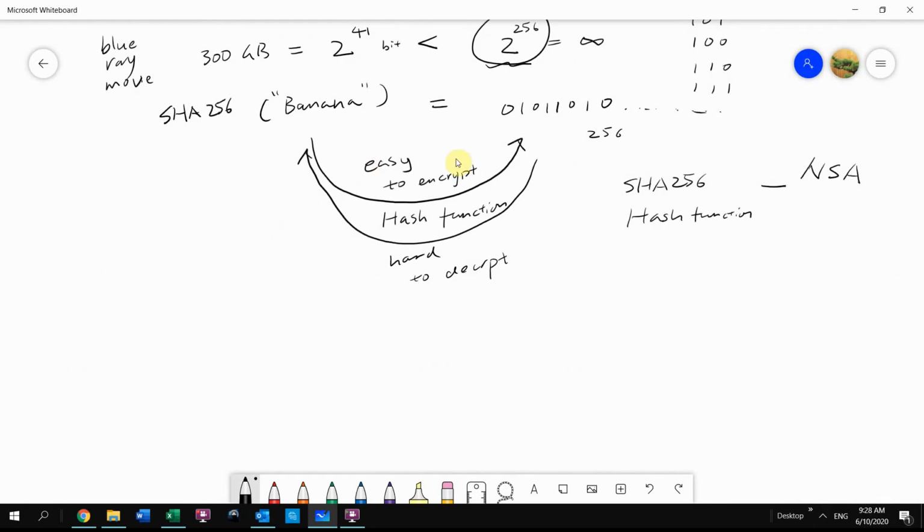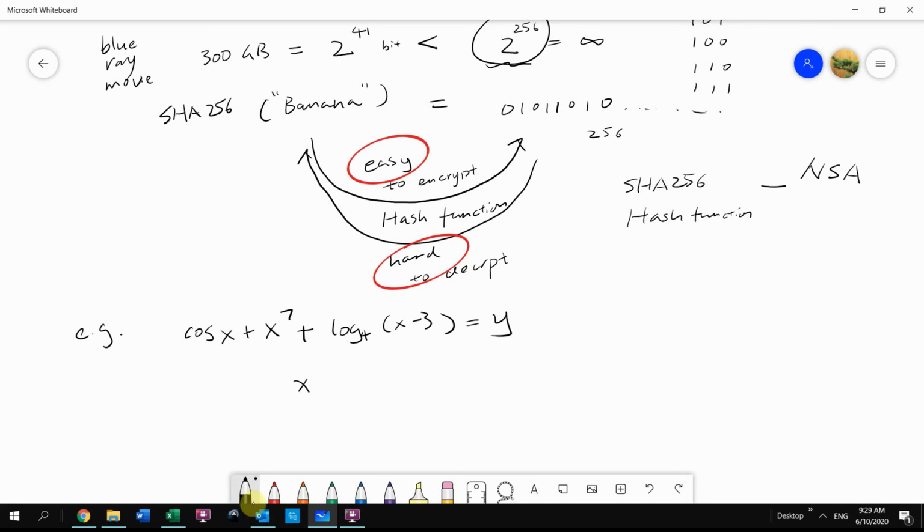So why do I say it's easy to encrypt here and hard to decrypt there? Let me give you an example. This is not necessarily the hash function, but just to show my point. Let's say I have a function of cosine x plus x to the 7th plus log 4 x minus 3 that equals y. As you can see, if I know x, then it's pretty easy for me to solve for y, right? But if I know y, it's very hard for me to solve backward to x, and there's no mathematical formula to use a known y to solve for x, so I can only solve by guessing.